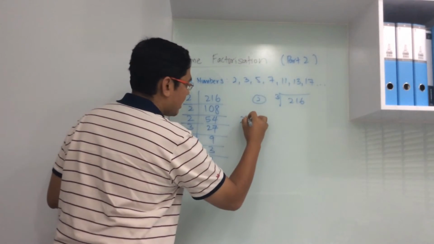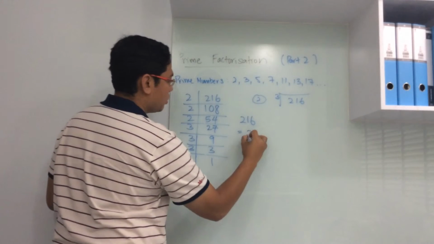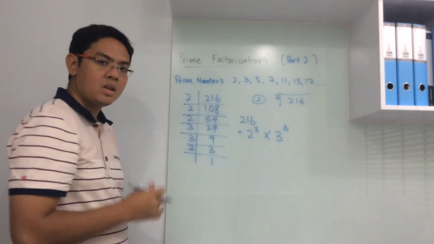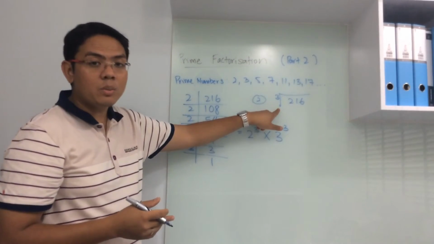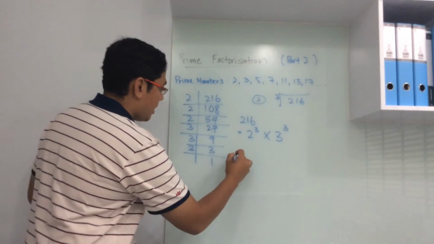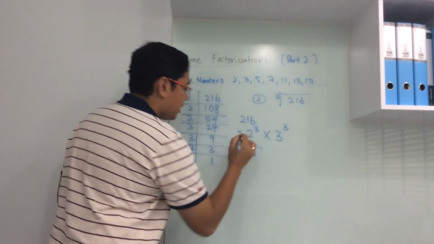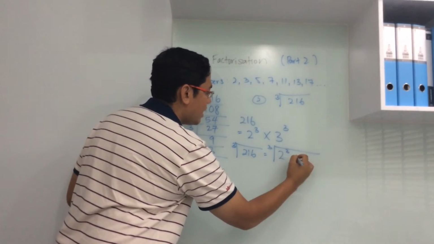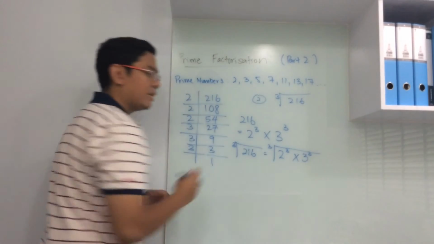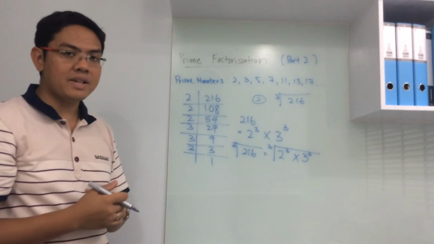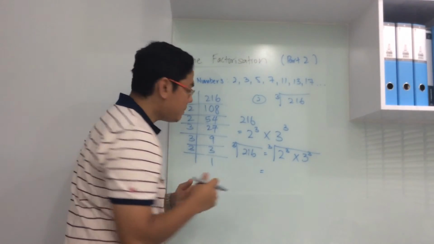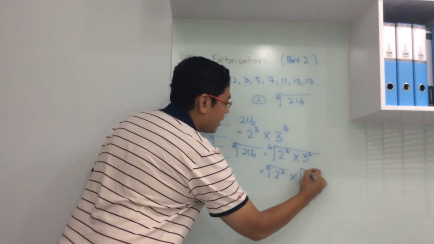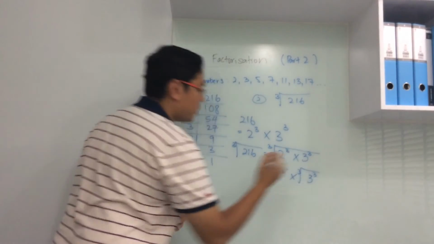So let's write the answer in index notation. I have 2 index 3 multiplied by 3 index 3. So similarly, I want the cube root of 216. Let's write that down. The cube root of 216 is the same as the cube root of 2 power 3 multiplied by 3 power 3. Again, as in the first example, I will separate the terms. I have the cube root of 2 power 3 multiplied by the cube root of 3 power 3.